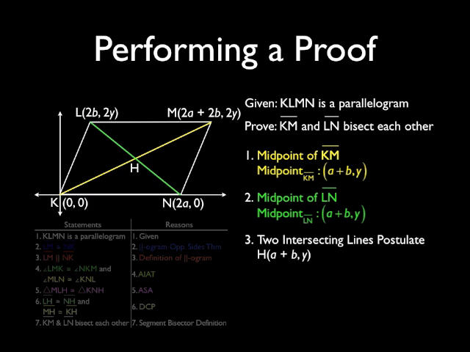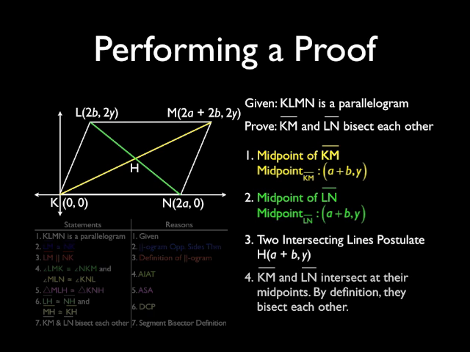Do you remember this interesting postulate learned back in the first lesson of the school year that said if two lines intersect, they intersect at exactly the same point? Well, we have two lines that intersect, and they each go through the same point. That means point H, the point where those two lines intersect, has to have that coordinate. Oh, wait a minute. H is the midpoint of both segments. Therefore, by definition, they bisect each other.